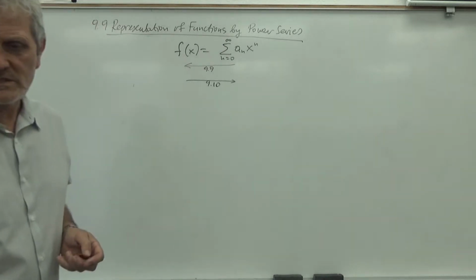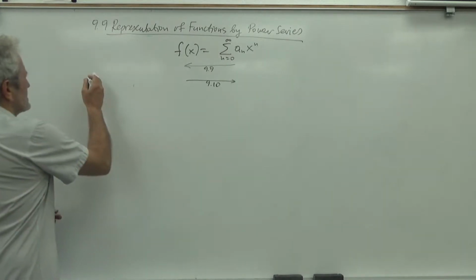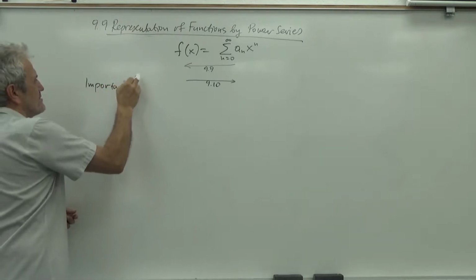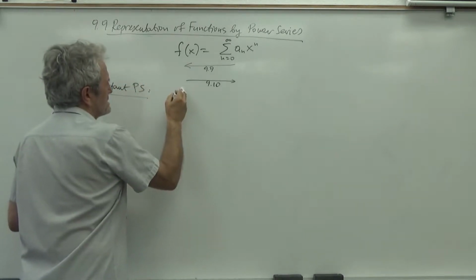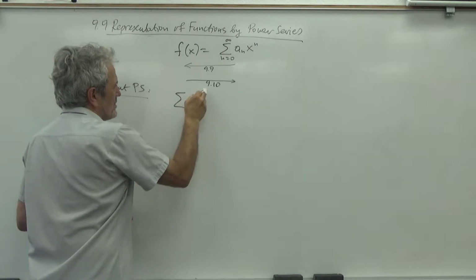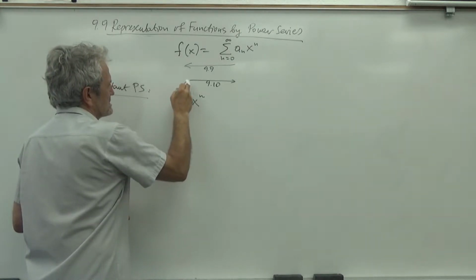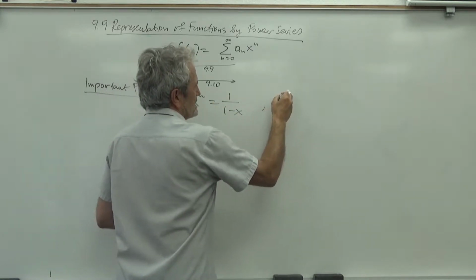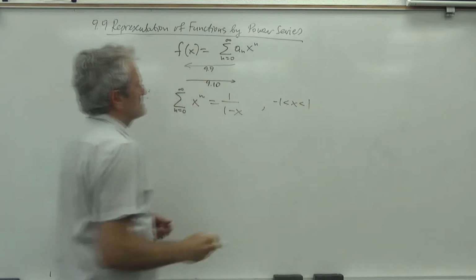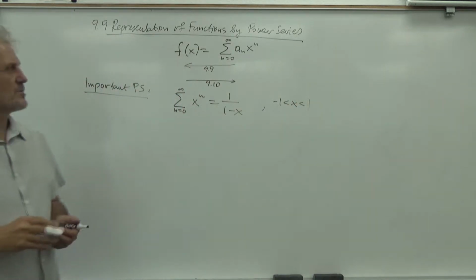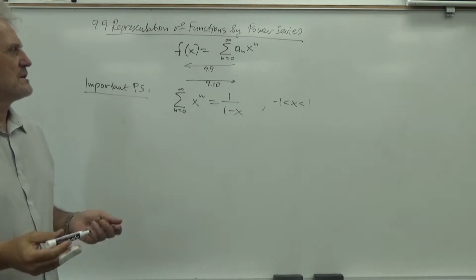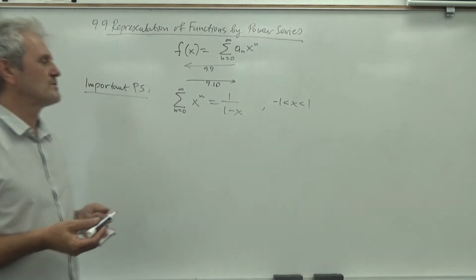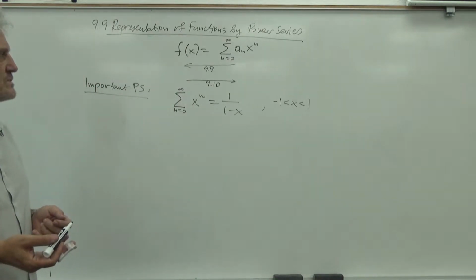So in order to do this, let's recall one very important power series, the geometric series. And that is the sum of x to the n, n equals 0 to infinity, equals 1 over 1 minus x, true if x is between negative 1 and 1. So that's the formula we developed in section 9.2, which is a geometric series. This formula is true as long as x is the ratio of your geometric series with absolute value less than 1.